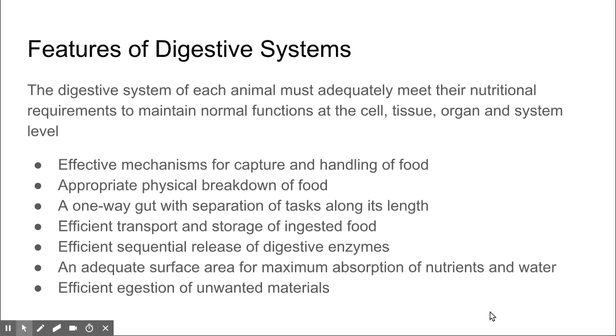There must be efficient transport and storage of ingested food. There must be a way to efficiently release digestive enzymes. There must be a surface that is adequate enough for maximum absorption of nutrients and water. And then there must be a process of efficient egestion of unwanted materials.